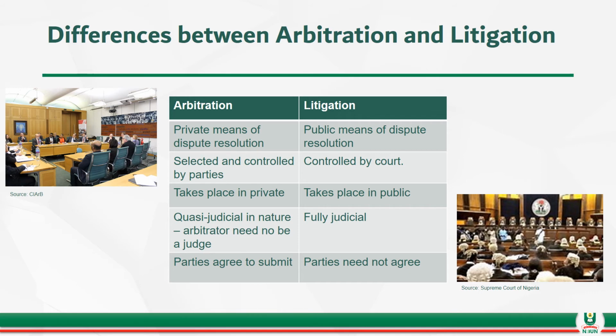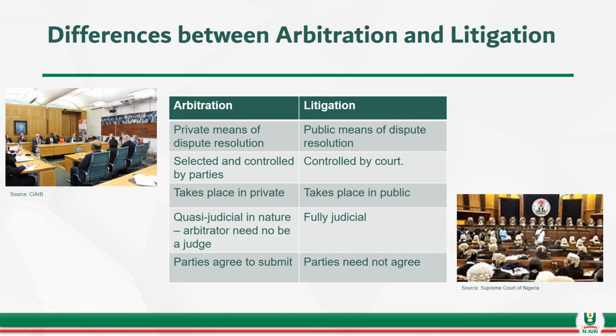For instance, if you look at the Arbitration and Conciliation Act, it says that the court that has jurisdiction to look into issues regarding arbitration is the High Court. So you can't take such an issue to the magistrate court. So apart from it being judicial, it must also be competent.